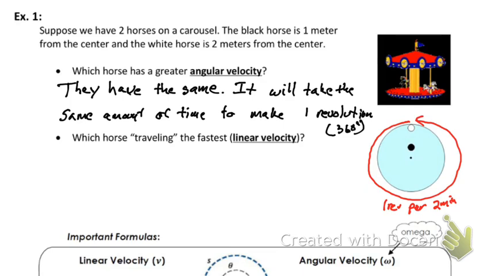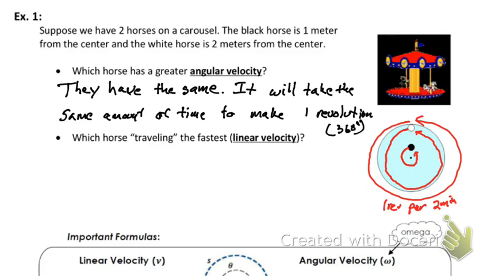Well, which one has to move faster to obtain that speed? We know it takes 2 minutes for each one to get around. Well, let's look at the white horse. The white horse has to, in 2 minutes, travel that distance. In that same amount of time, the black horse has to travel this much distance. So the white horse has to travel a lot further in the same amount of time as the black horse.